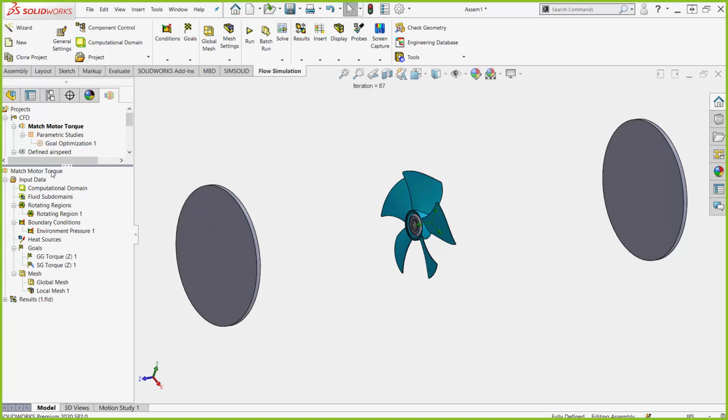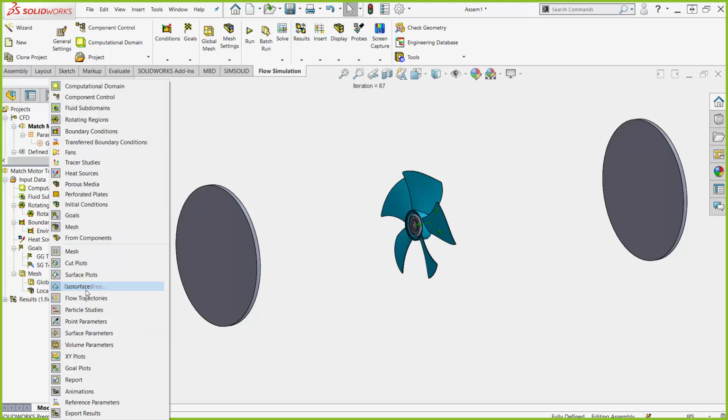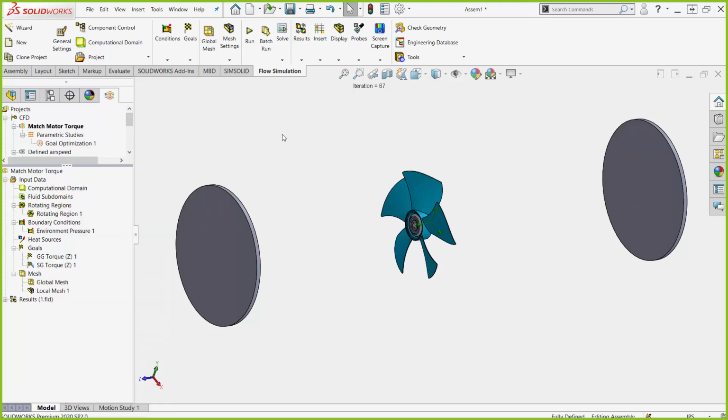Because after you create that wizard, you get this tree on the left-hand side. I have a couple categories here where I filled things in. If you are new to the system and are wondering why you don't have the same things in your tree that I have, right-click on your project name and go to Customize Tree. You can turn on more options. Okay, now having set up the wizard, the next thing I'm doing is setting up the rotating region.